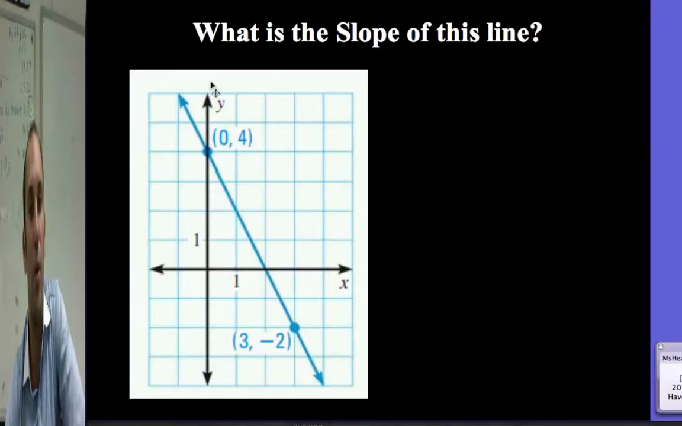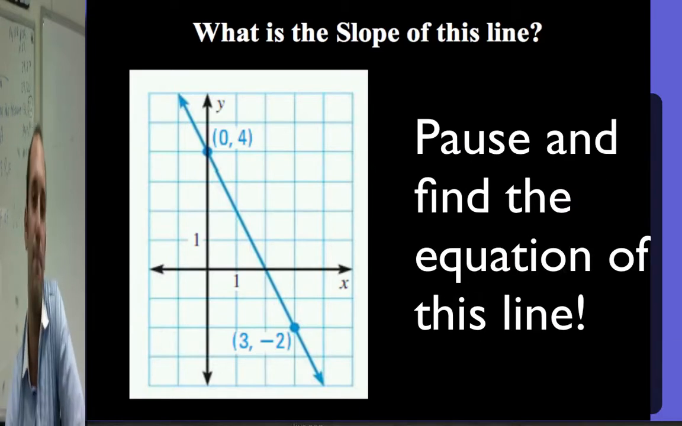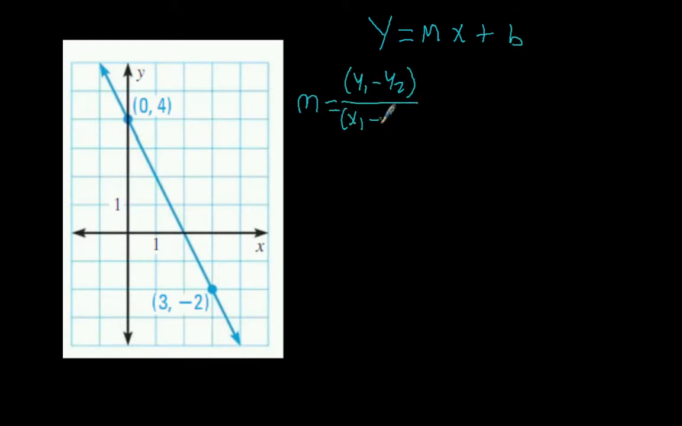All right, why don't you go ahead and find the slope of this line, and then I'll do it for you. So pause the video and find the slope of this one. Go ahead and find the whole equation to this line. We're going to do y equals mx plus b. Let's find the m first.